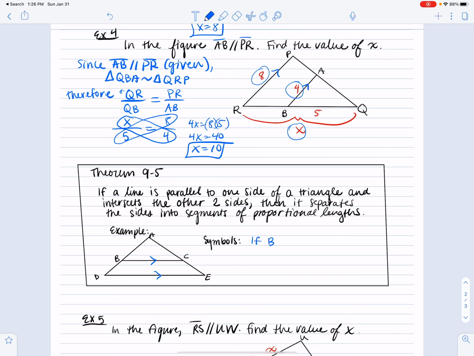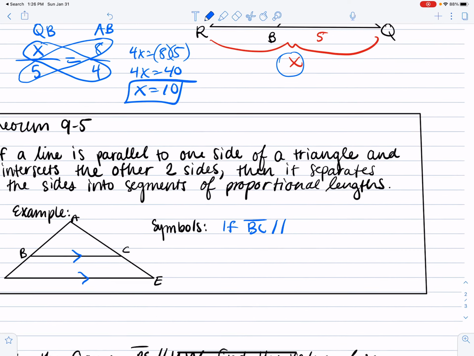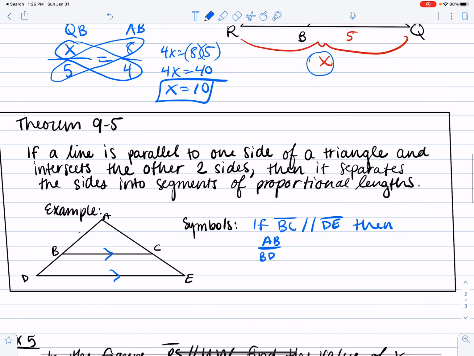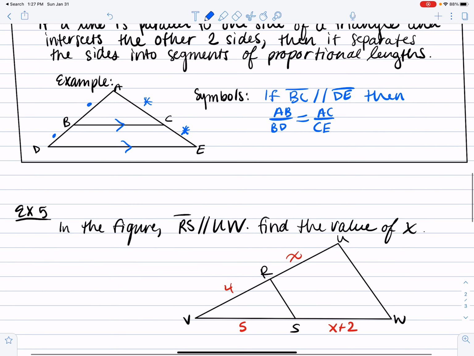So the example here would be if BC is parallel to DE, then AB over BD, so let's see what that is. That's this side, and AB and BD, so the two segments that it is split into, is proportional to the other side, AC over CE, so this side over here. So that's what we just did. We just split those sides into smaller segments, and then those segments are proportional to each other. Okay, so let's do a couple examples with this.